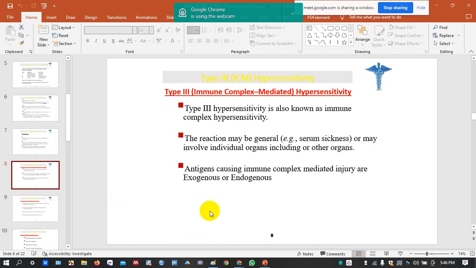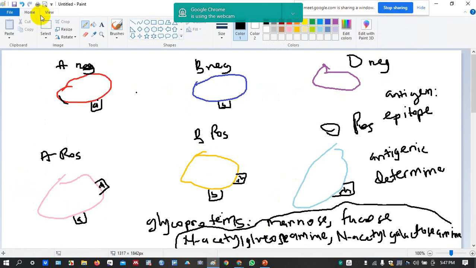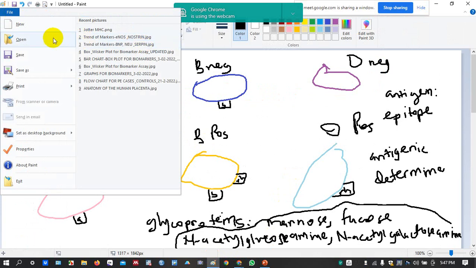Type 3 hypersensitivity is also known as immune complex hypersensitivity. The reaction may be general, that's serum sickness, or may involve individual organs. Antigens causing immune complex mediated injury are exogenous or endogenous. So immune complexes.